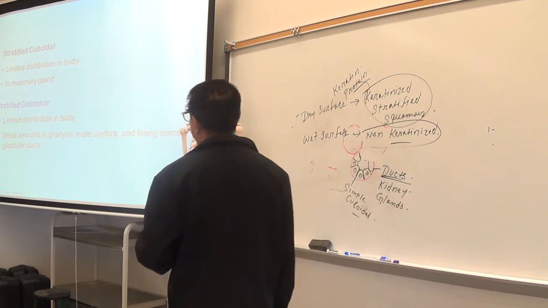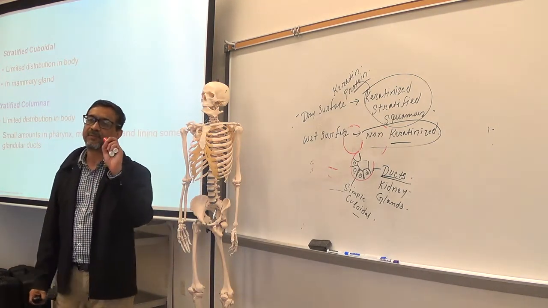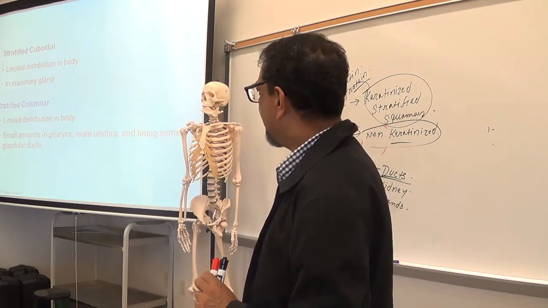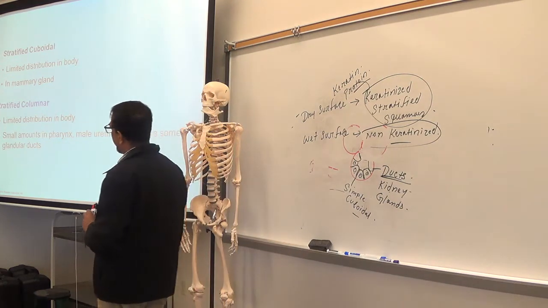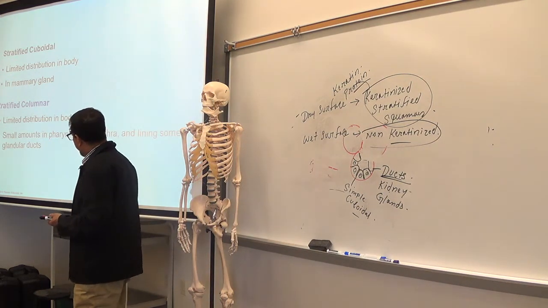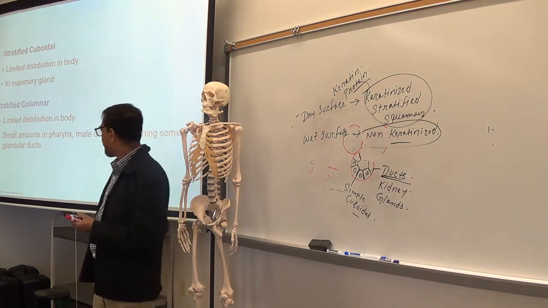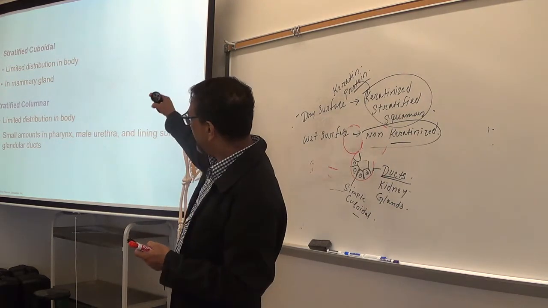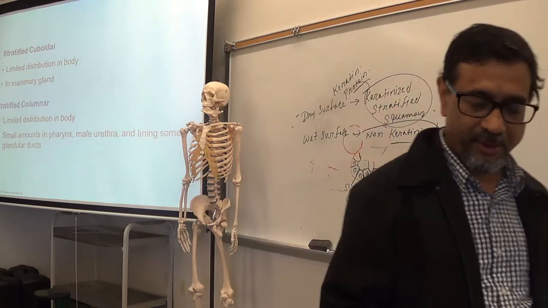Stratified cuboidal and the stratified columnar, those are present in very few areas, very limited distribution in the body. Stratified cuboidal in mammary gland, that means in the breast, and stratified columnar, small part of pharynx and urethra. You probably don't need to know these two things. These are very limited distribution.